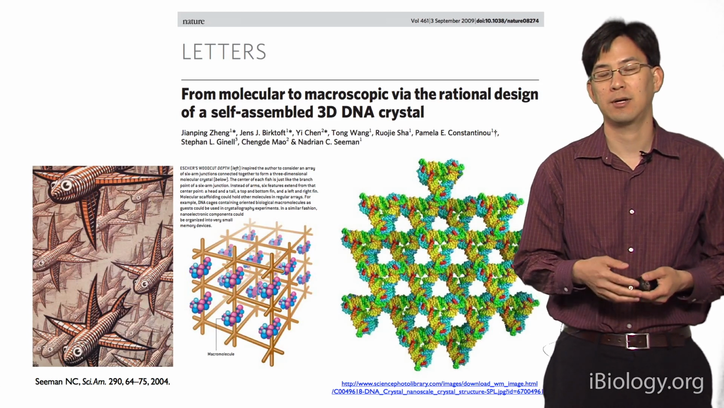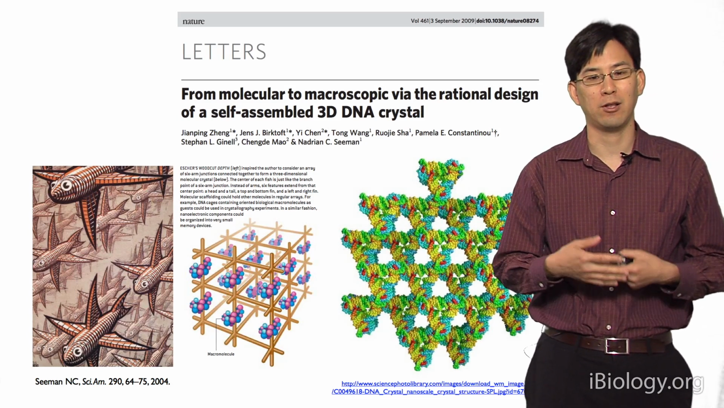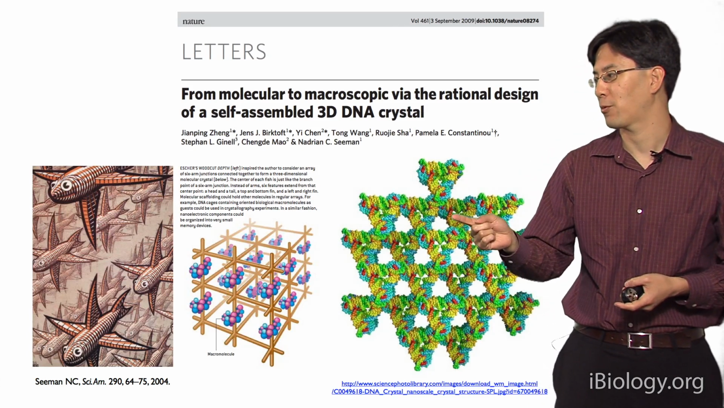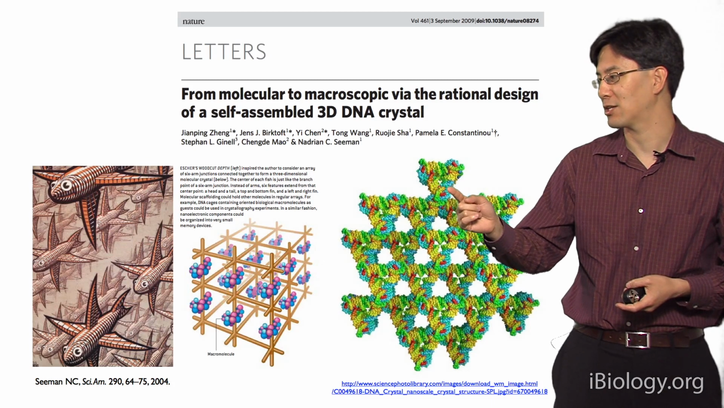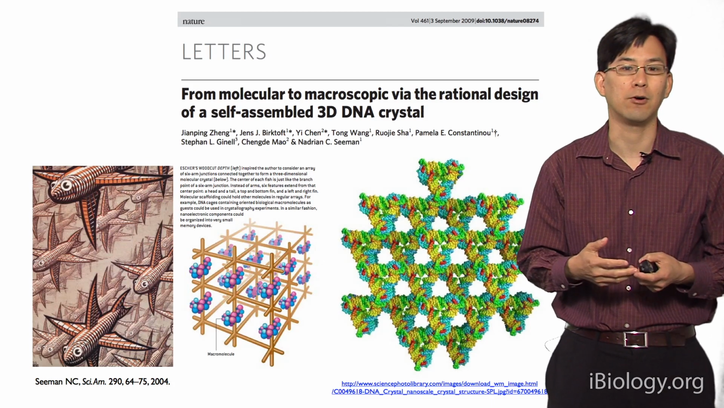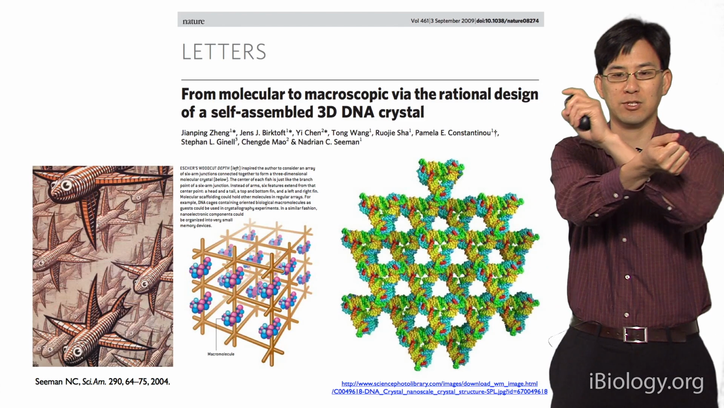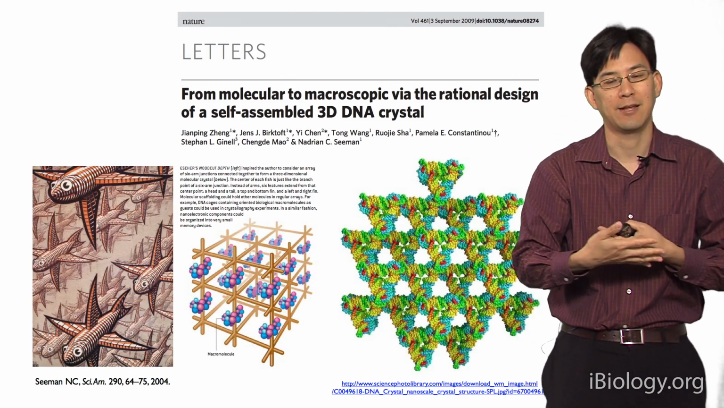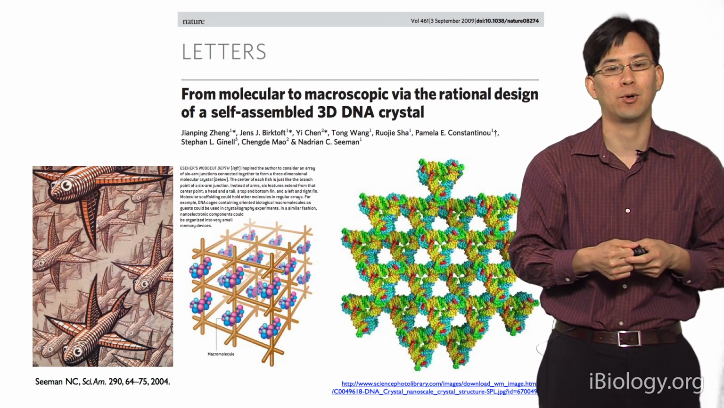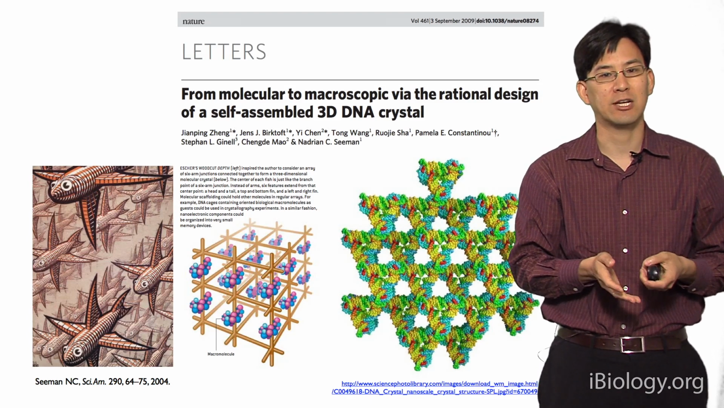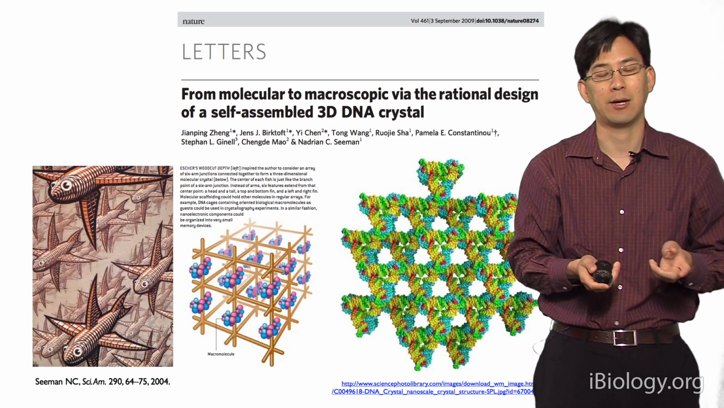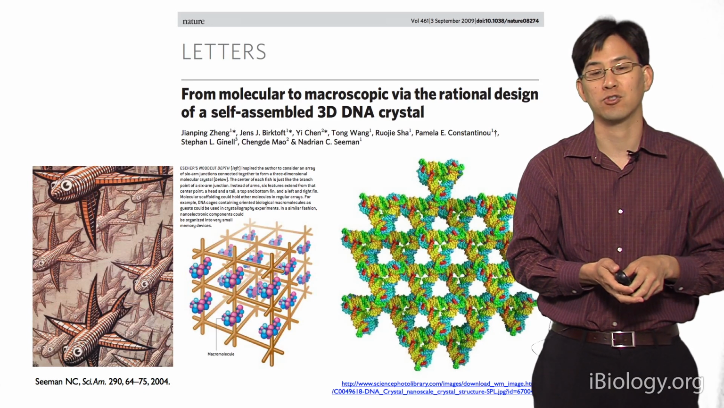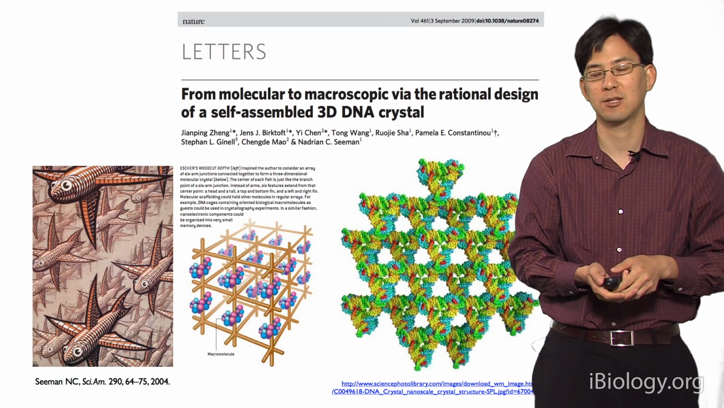Ned Seeman's group made an important landmark discovery along the road to this eventual goal. In 2009, they reported this nice paper where they rationally designed a unit cell. They called it the tensegrity triangle that basically has three crisscrossing double helices that define three different axes in three-dimensional space. And if they program them with sticky ends to self-assemble, then they could actually make a macro-scale crystal that has dimensions of about 0.2 millimeters per side and diffracted X-rays down to 4 angstrom resolution. So this is an important first step.